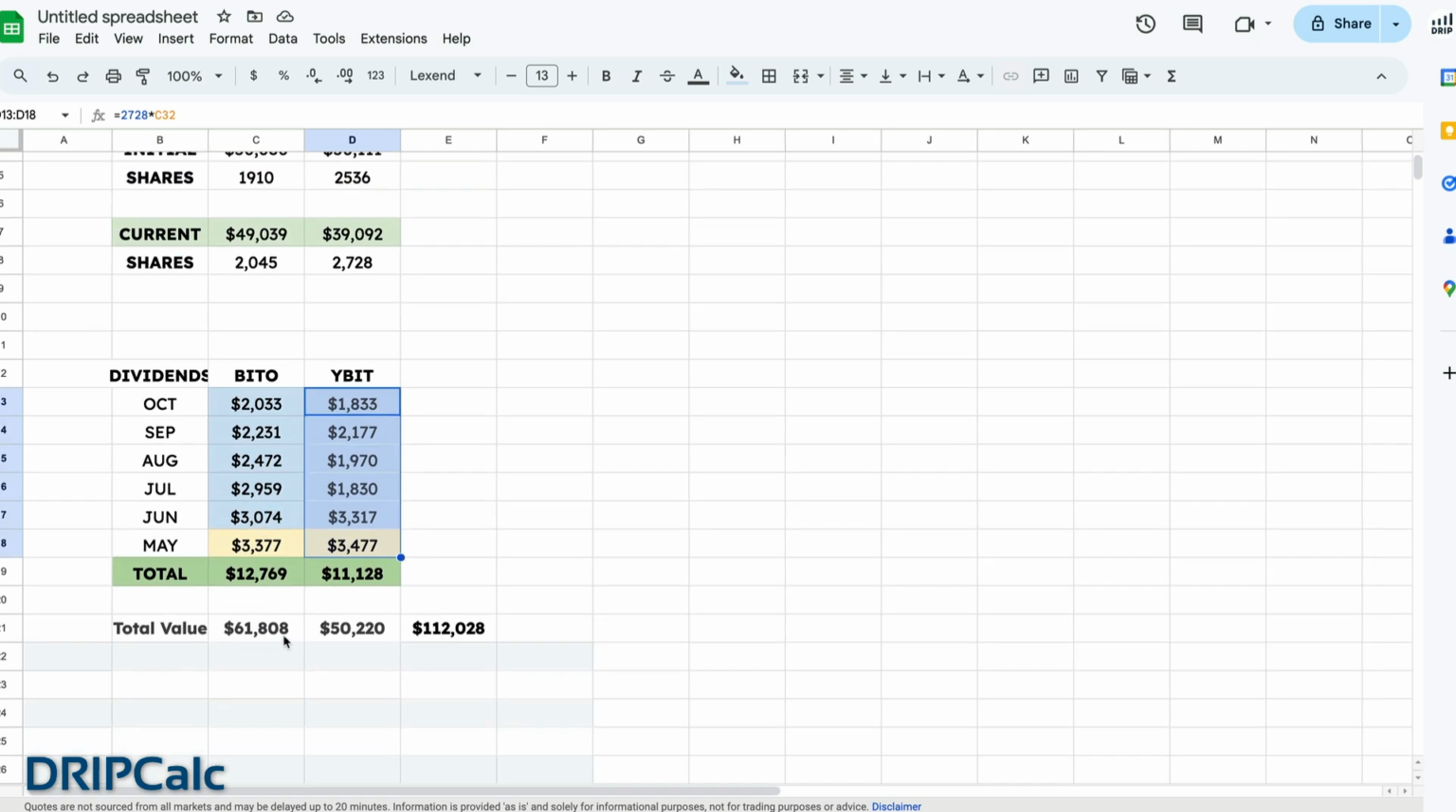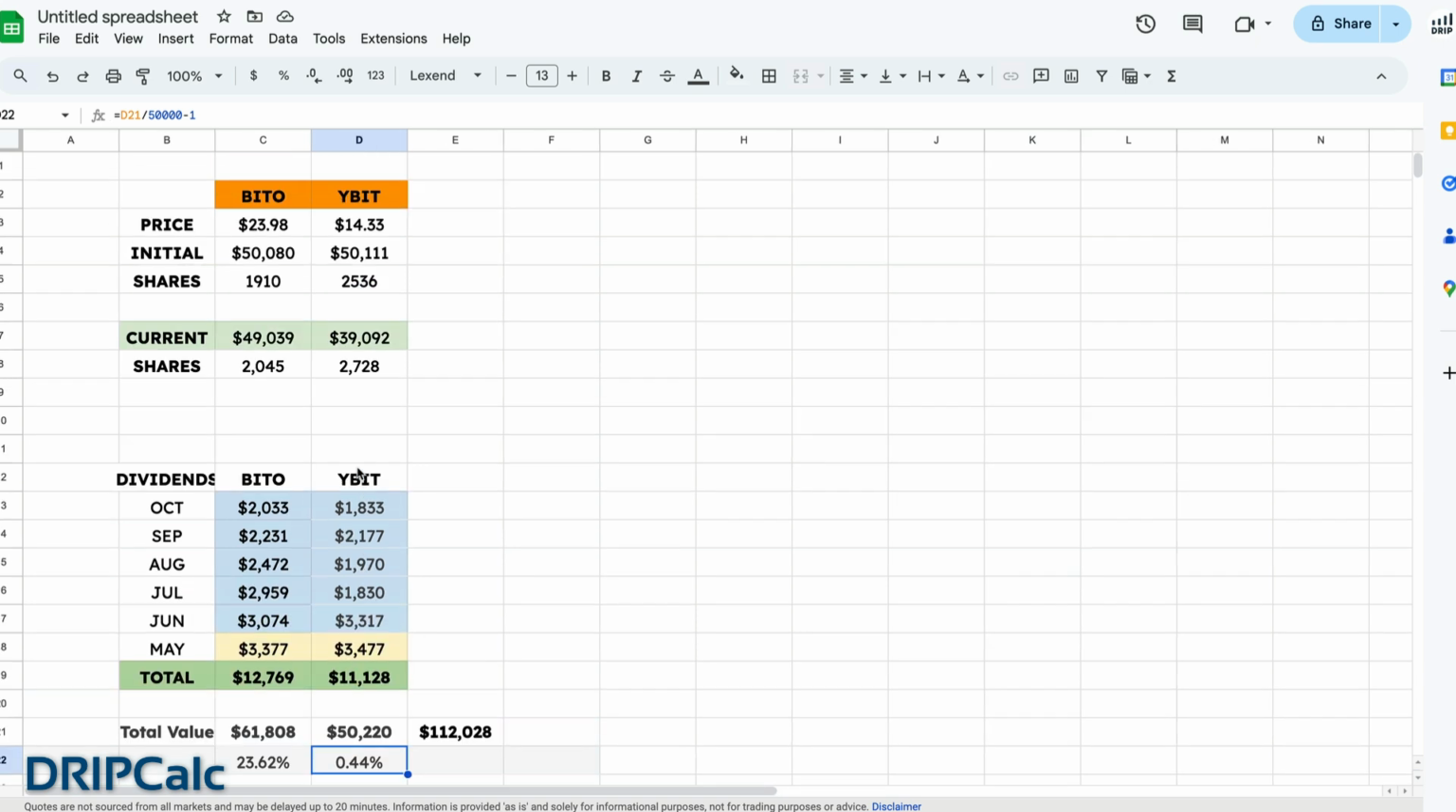Without taxes included, it's up about... let's do it. This divided by 50,000 minus 1, and we turn this into percent, up 23%. And over here, this is up 0.44%. Total return in 6 months. Okay, and this is before taxes. If you include taxes, you're actually down on YBIT.